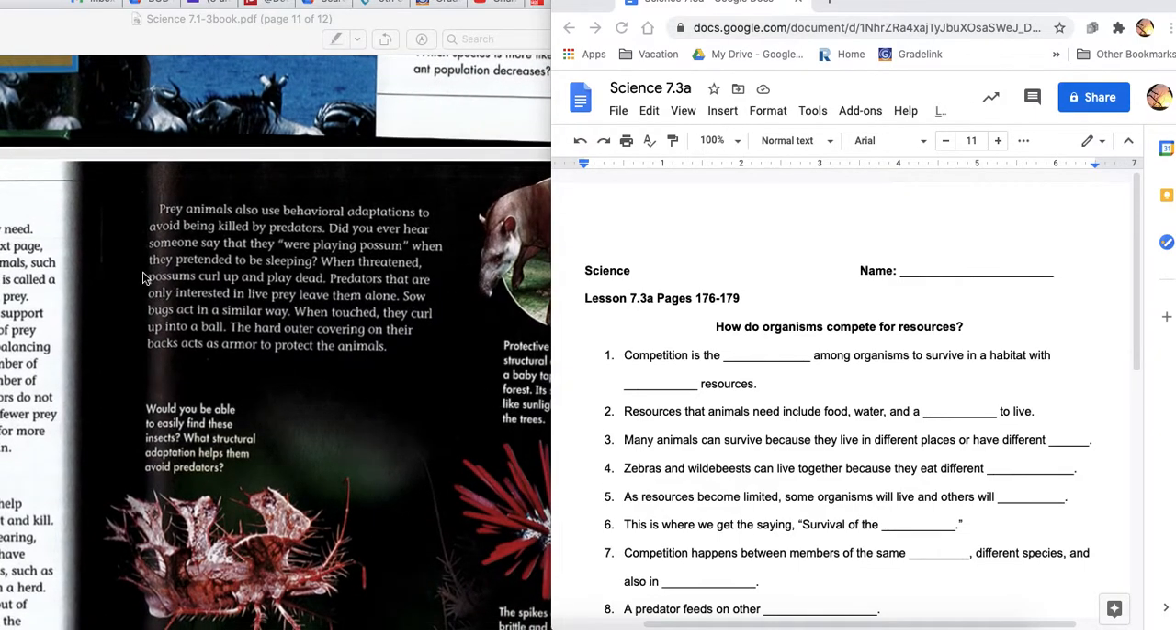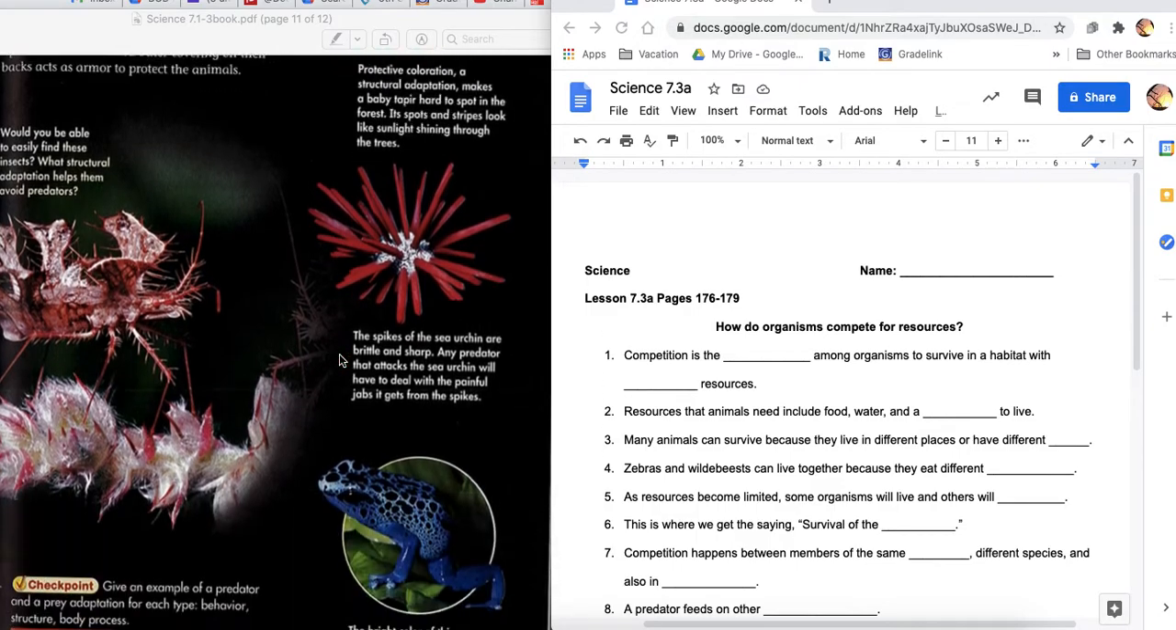Okay, last paragraph we have here. Prey animals can also use behavioral adaptations to avoid being killed by predators. Did you ever hear the saying, we're playing possum, when they pretended to be sleeping? When threatened, possums curl up and play dead. Predators that are interested in live prey then leave them alone. Sow bugs act in a similar way. When touched, they curl up into a ball. The hard outer covering of their backs acts like armor to protect them from animals.